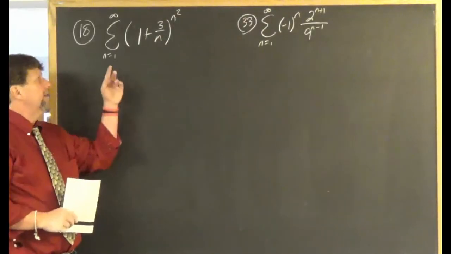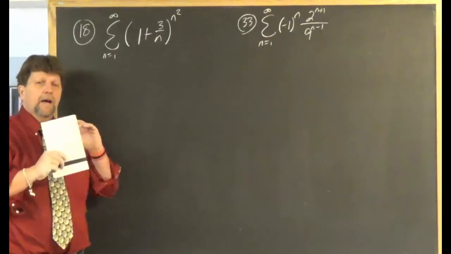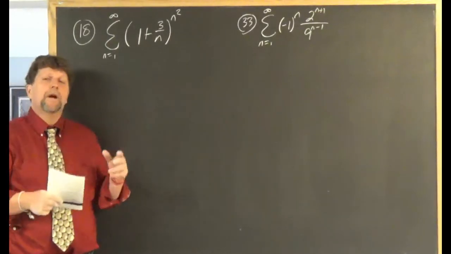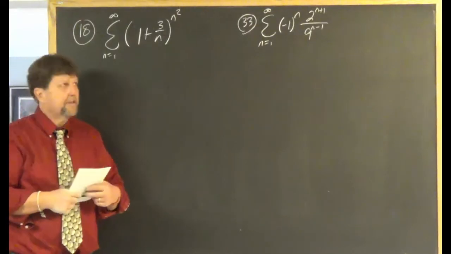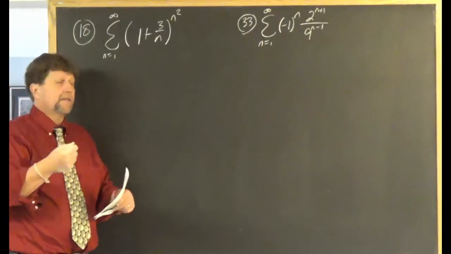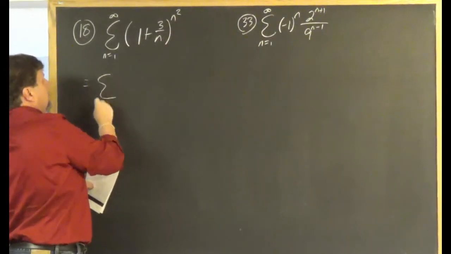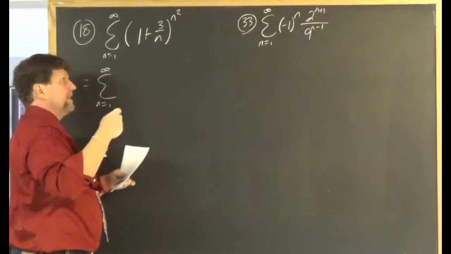All right, folks, number 18, you're asked to find if the series n equals 1 to infinity of (1 plus 3 over n), all raised to the n squared power, if that series converges or if it diverges. And hopefully you saw what my hint was referencing. This exponent of n squared. N squared is n times n.